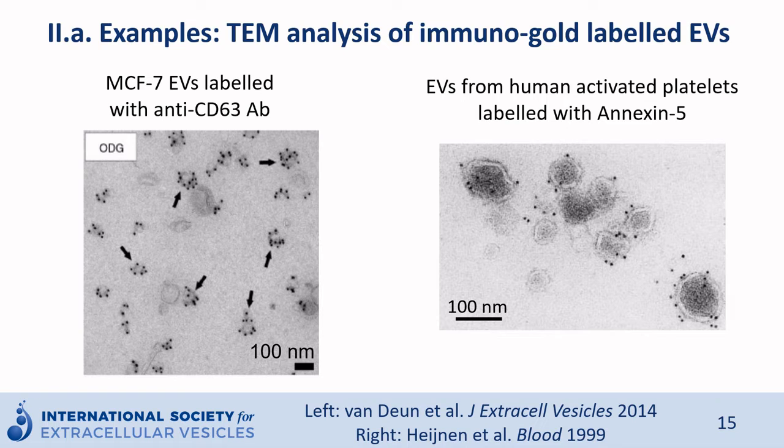As you can see, in both examples, labeling is highly specific, and in addition, the majority of these EVs are labeled, indicating that the isolation procedure was successful.